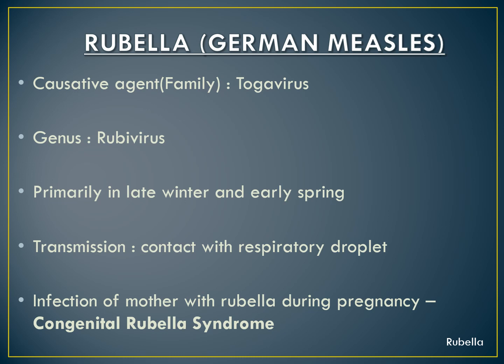The infection occurs primarily in late winter and early spring. The mode of transmission is through contact with respiratory droplets. Infection of the mother with rubella during pregnancy can cause congenital rubella syndrome.